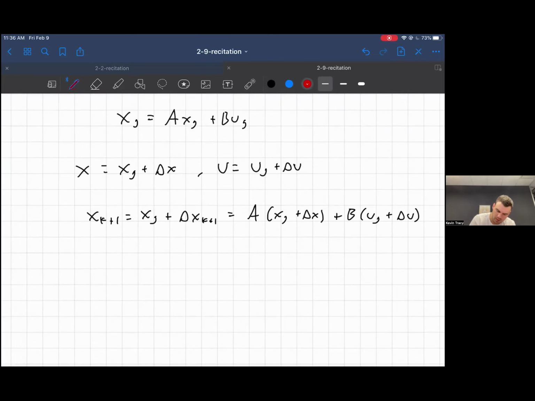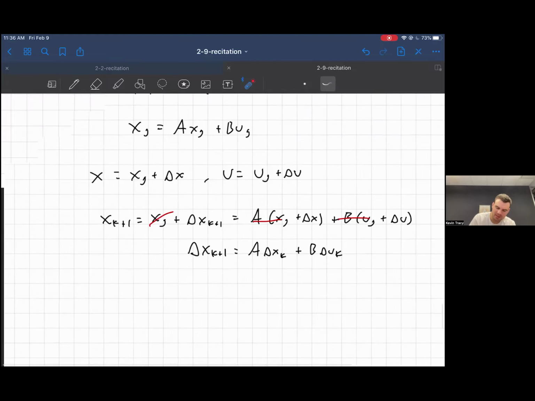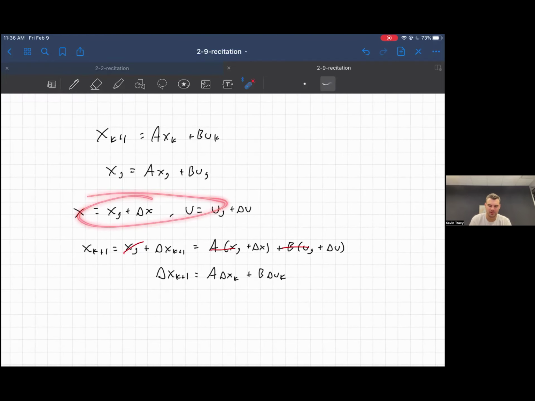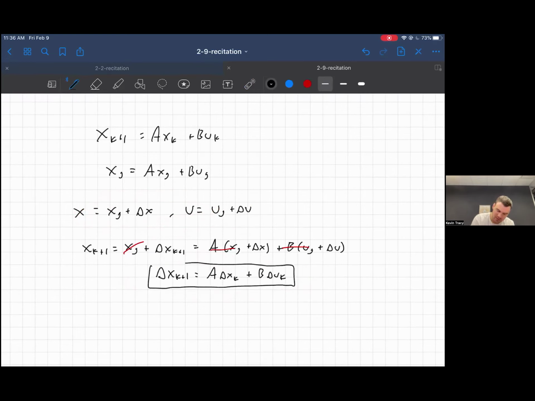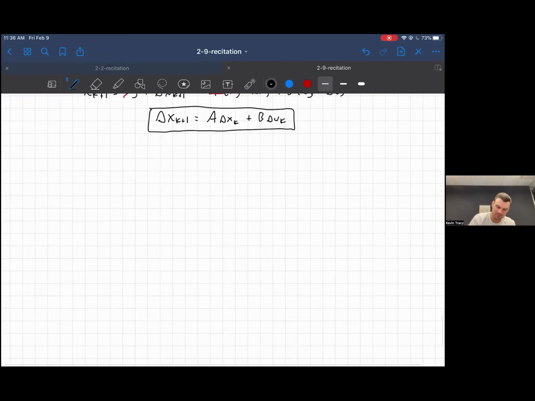So I did the exact same thing before, but now I just use delta as opposed to tildes. So I just used a different change of basis. And I got this right here. And this is important because what I'm about to do is a nonlinear system, where how we linearize and the deltas we take actually make a pretty big difference over what the controller looks like.